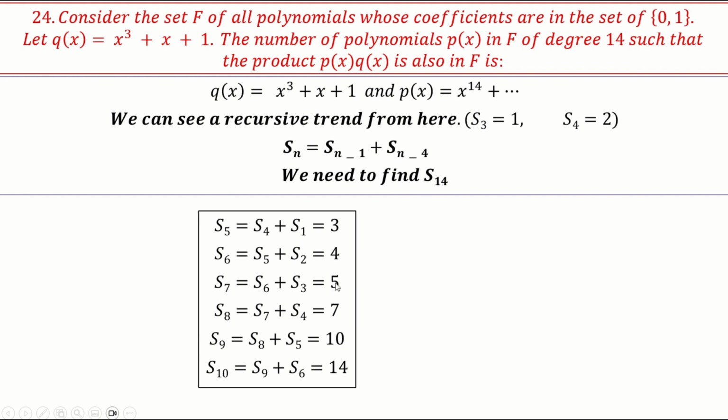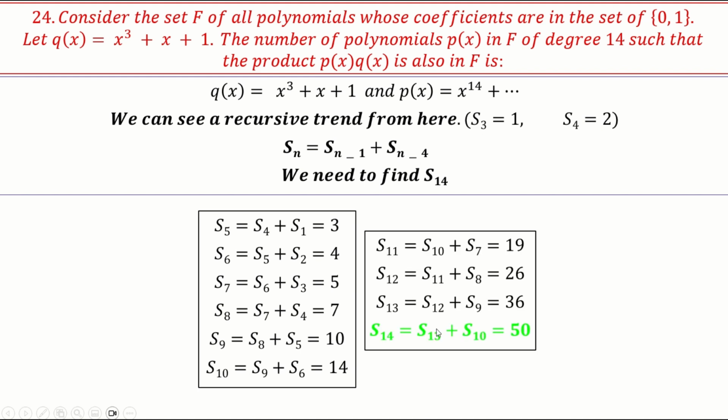S6 is 4, S7 is 5, S8 is S7 plus S4. Okay, S7 is 5, S4 is 2. Okay, from here 2 starts, so it is 7. S9 is 10, S10 is 14. Okay, similarly you go on to S14.